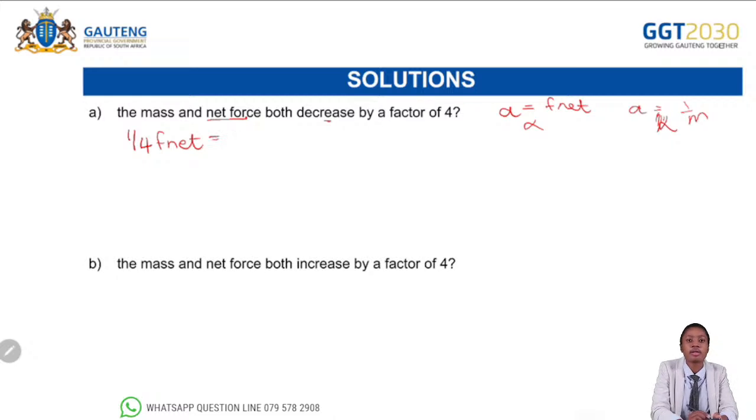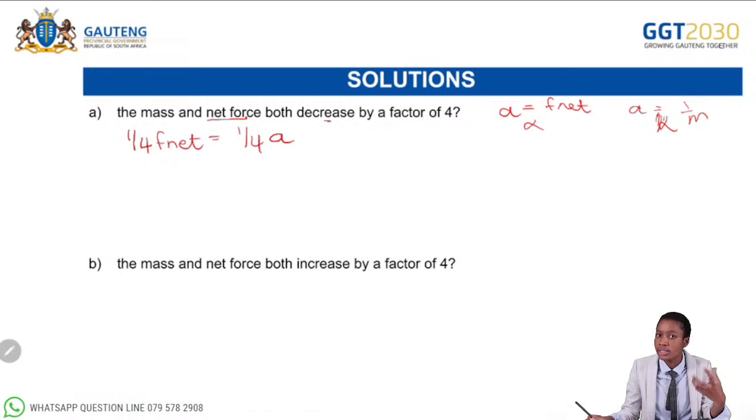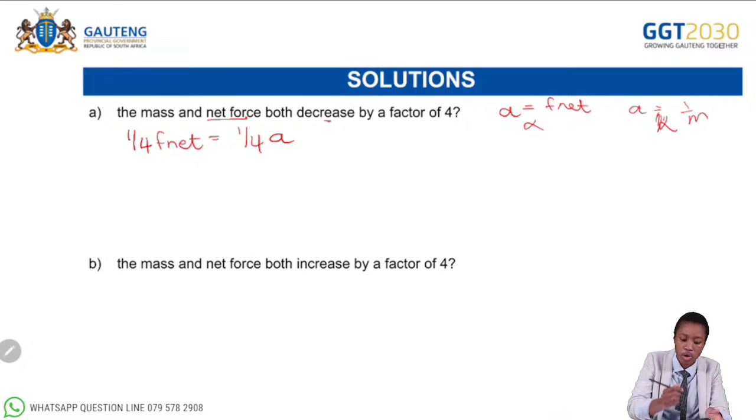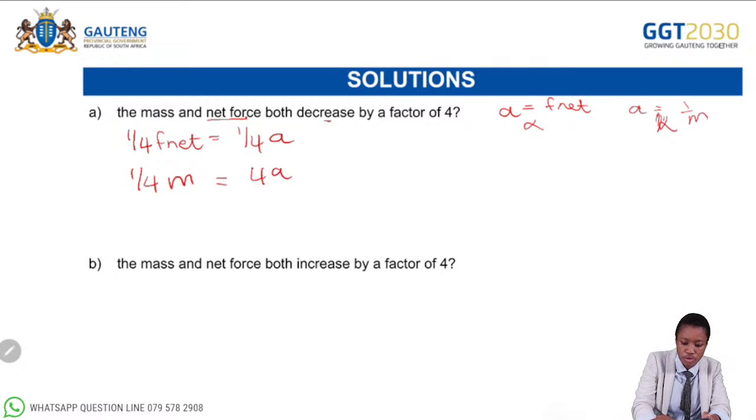What does that tell me about acceleration? We say that it is directly proportional. So acceleration will also decrease by a factor of 4. Now the mass also decreases by a factor of 4. If mass decreases by a factor of 4, what does that tell you about acceleration? Acceleration will increase by a factor of 4. So we'll have a 4a in this instance. It will increase by a factor of 4.